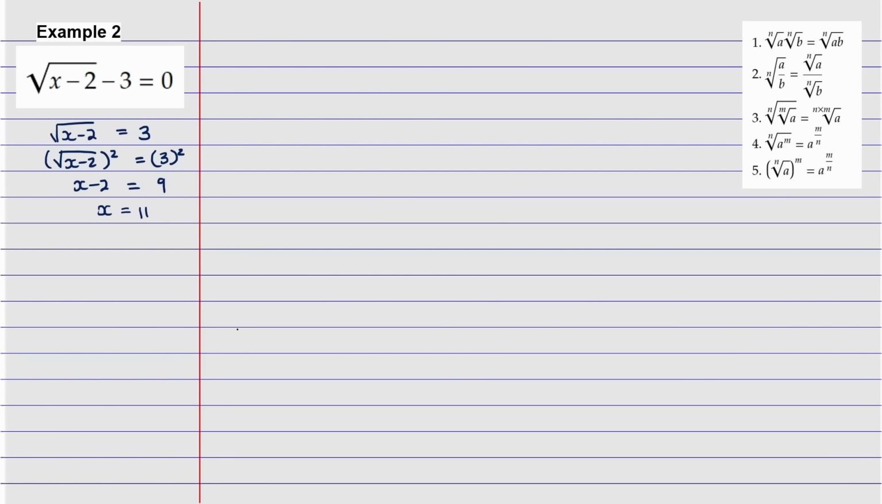But remember the fact that we're dealing with roots, so we need to test our answer. So I'm going to substitute x equals 11 here, right? And if I get 0, then this is part of our solution. If not, then it's not part of our solution. So it's going to be root of 11 minus 2, minus 3. Let's test it out. It's going to be 11 minus 2, then minus 3, right? You're going to get 0. So this is going to be 0.